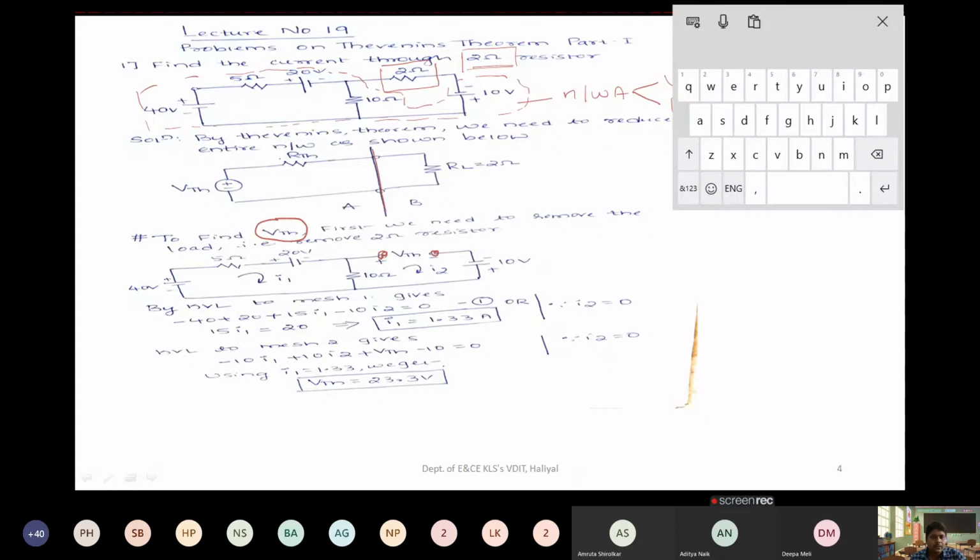If you observe the original circuit, we have two loops, the first one and the second one. Now in the second loop, the 2 ohm resistor has been disconnected, so that creates an open path. In the open loop, current flow will not be there. So if you assume a current I2, it will be 0. I2 is 0. Why?